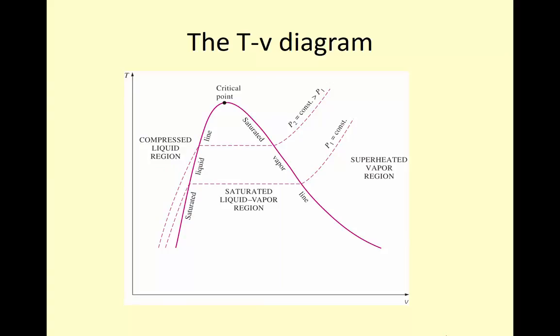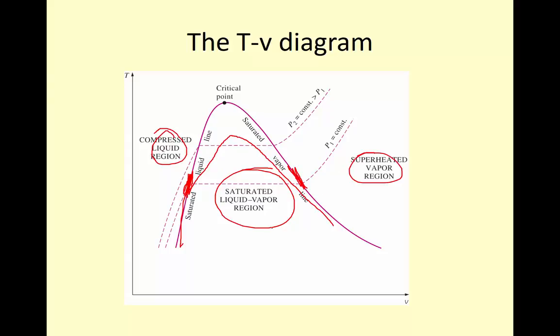We can plot our properties on a TV diagram. And again, everything under the dome is considered the saturated liquid vapor region, meaning we're undergoing a phase change process. If we're on this line here, it means we are a saturated liquid. If we're on this line here, it means that we have a saturated vapor. And then everything to the left of that is the compressed liquid region. Everything to the right is the superheated vapor region.